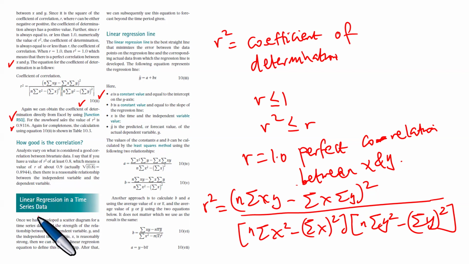Linear regression in a time series data. Once we've developed a scatter diagram for the time series, let us discuss, we're discussing right now, the idea of what we call linear regression in a time series data.